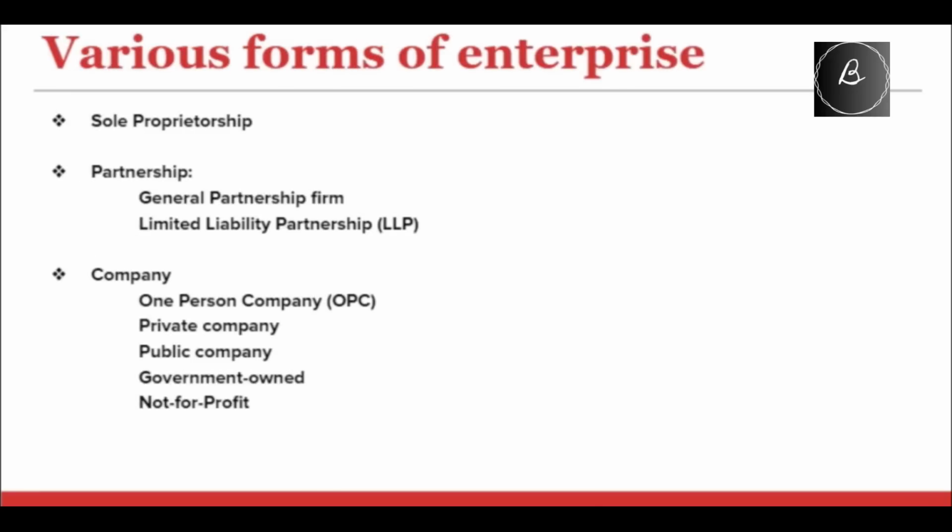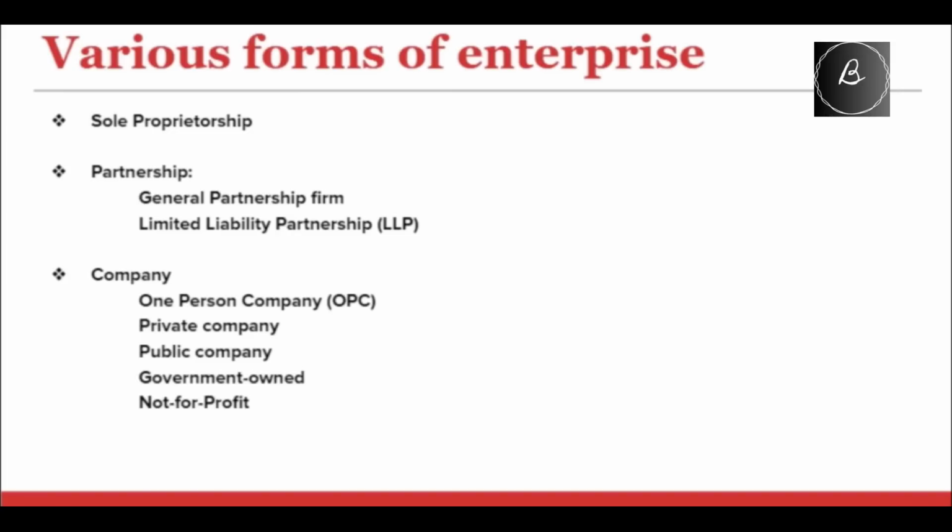Coming to the various types of enterprises, we have three main types: the sole proprietorship, partnership, and a company. The partnership can be further divided into the general partnership firm and a limited liability partnership, also known as an LLP. Company has five different types: an OPC or a one person company, private company, public company, government owned, and a not for profit.